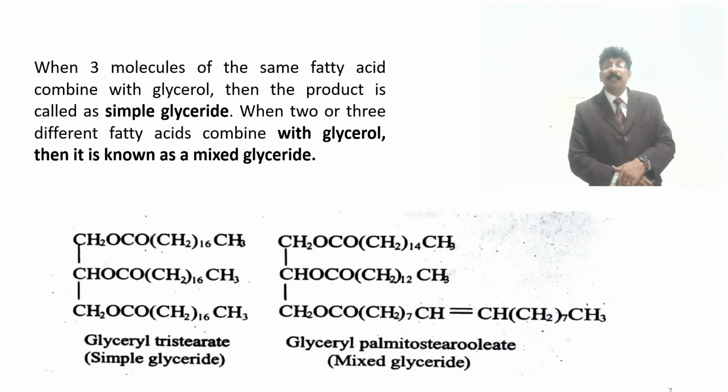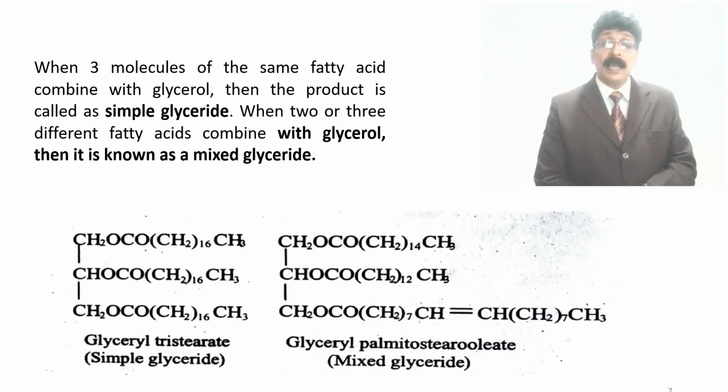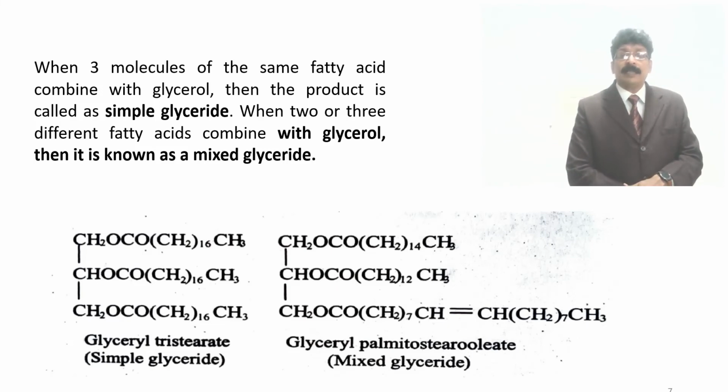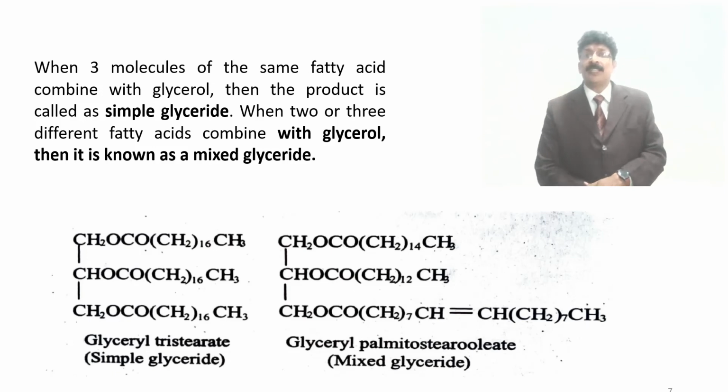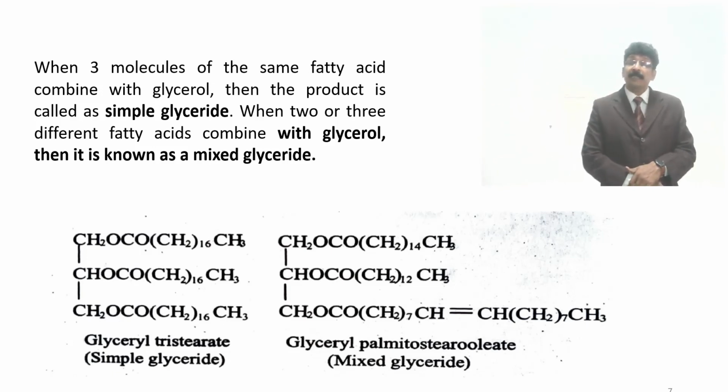You can see that after CH2O, CO, (CH2)16 and CH3, a 17-carbon chain is attached. The same chain is attached to all 3 CO carbon atoms, the CO functional group or ester linkage. All of them are the same molecules. That's why it is a simple glyceride.